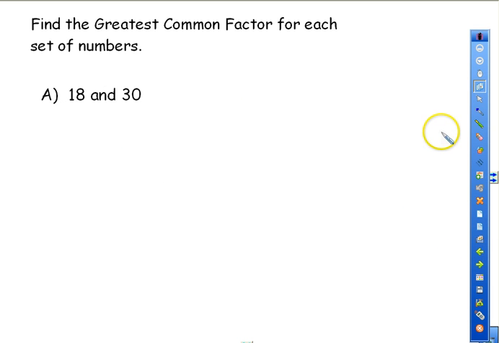So find the greatest common factor for each set of numbers. So I'm going to let you do this, and you can do it either way. It doesn't matter which way, whatever you feel the most comfortable with. Go ahead and do that. So we'll hit pause and solve.